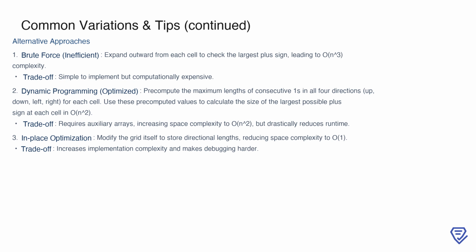For even greater space efficiency, you can use in-place optimization, where the grid itself is modified to store directional lengths. This reduces space complexity to 1, but it comes with a trade-off: the implementation becomes more complex and harder to debug. Choosing the right approach depends on the constraints of the problem and your ability to balance space and time efficiency.